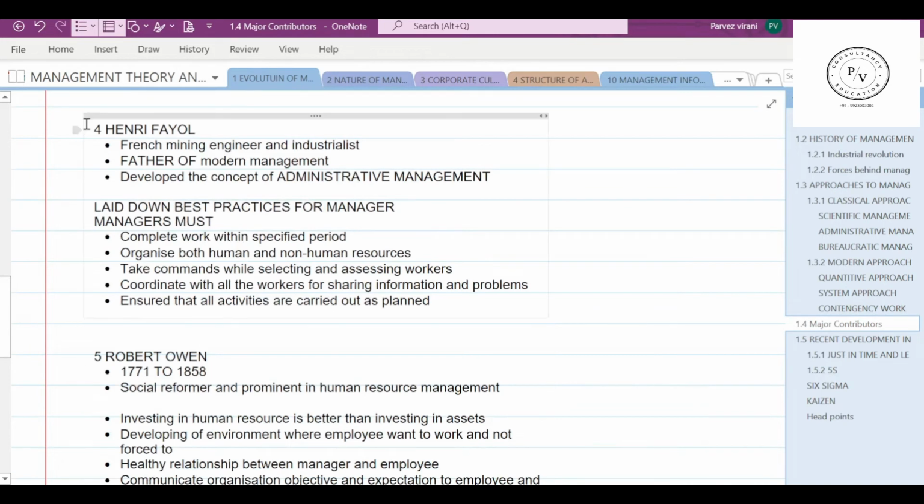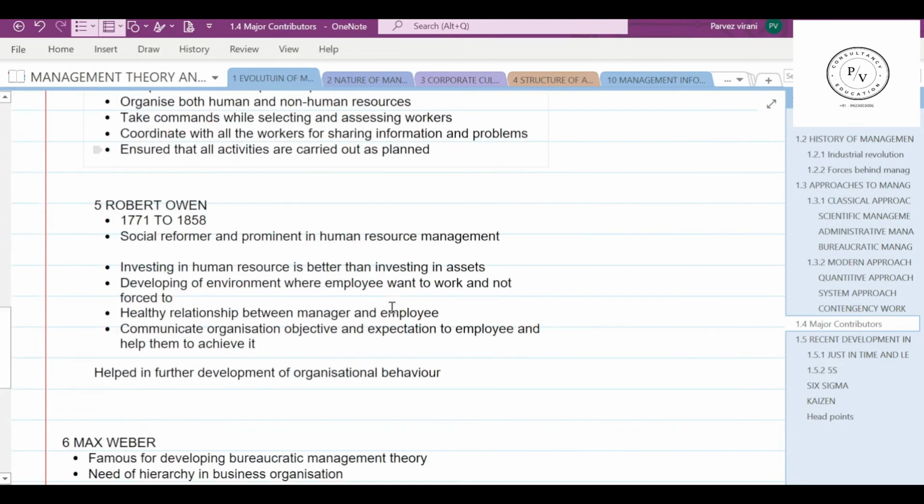Henry Fayol. He was a French mining engineer and industrialist, father of modern management. Complete work within specified period. Laid down the best practices for managers. Managers must complete work within specified period, organize both human and non-human resources, take commands while selecting and assessing workers, coordinate with all workers for sharing information and problems, ensure that all the activities are carried out as planned.